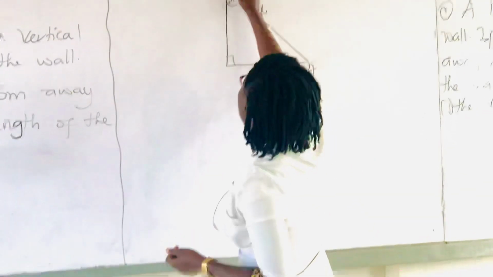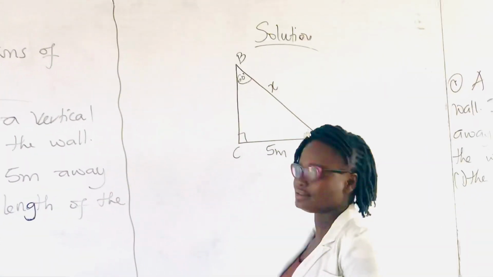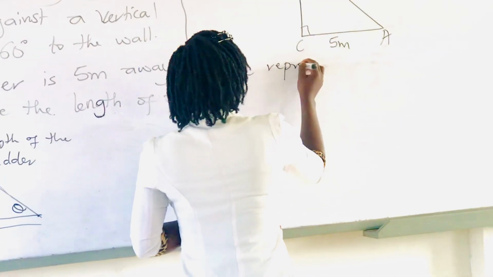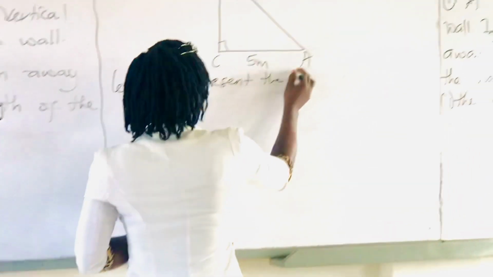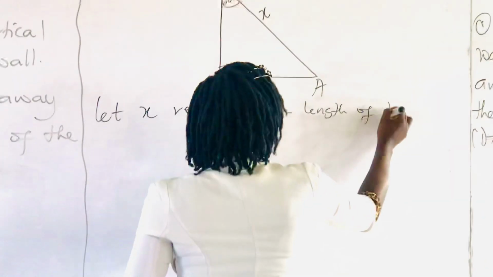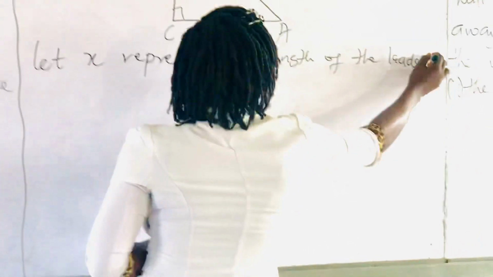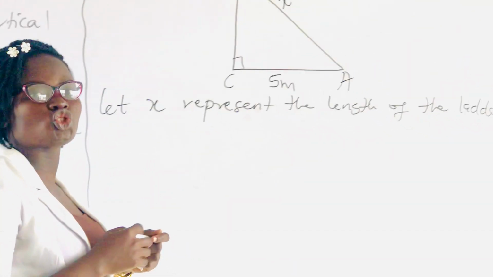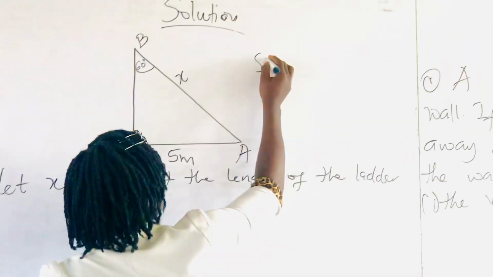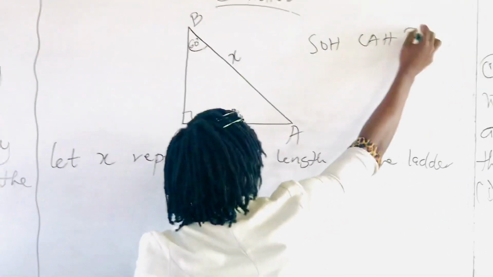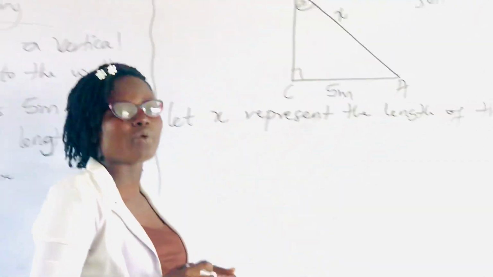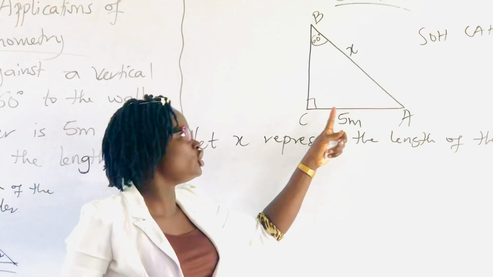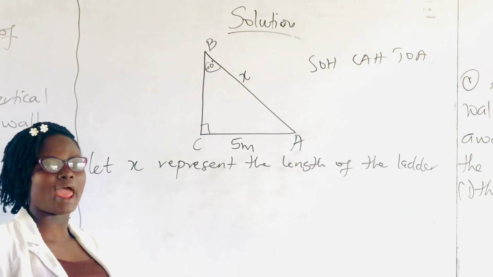So let's label our right angle triangle as ABC. So let X represent the length of the ladder. Great. Then please do not forget your SOHCAHTOA. We are using trig ratios. So you ask yourself, which of the trig ratios can you use in solving for your X?